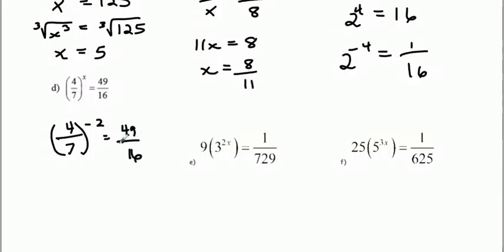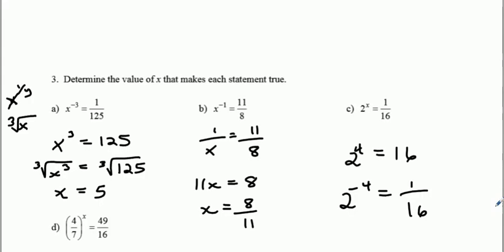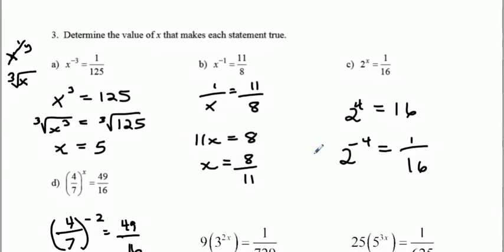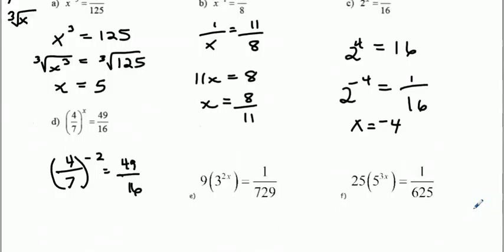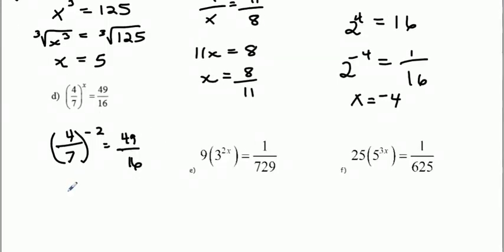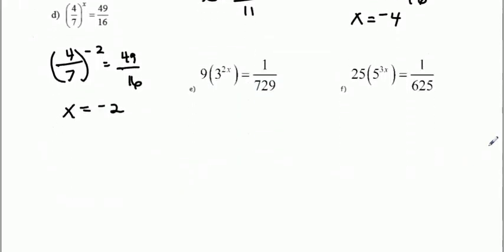And I made a really big boo-boo. Oh, goodness, what happened? Sorry about that. I made a boo-boo here because I really didn't solve for x. So we know here that x equals negative 4, right? That was our solution. Sorry about that. Okay, and so here we would have that x equals negative 2. Okay, let's try the next one.